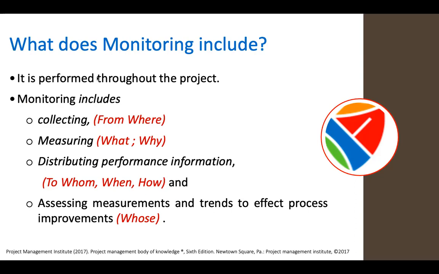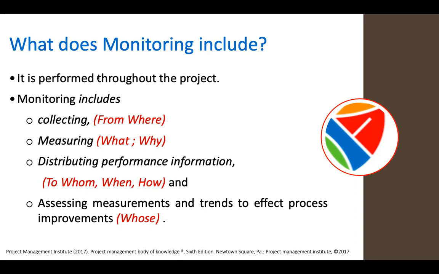It means from where we are going to collect the information. From where means whether it is from this machine or this software or this vendor or this person. Measuring what and why is what are we going to measure? For example, temperature or length of something if it is a project, or in a software project, we can measure what kind of APIs, what kind of servers we are measuring, and why we are measuring this kind of server status, whether it is active, what is the speed of something, and distributing performance information like to whom, when, and how.